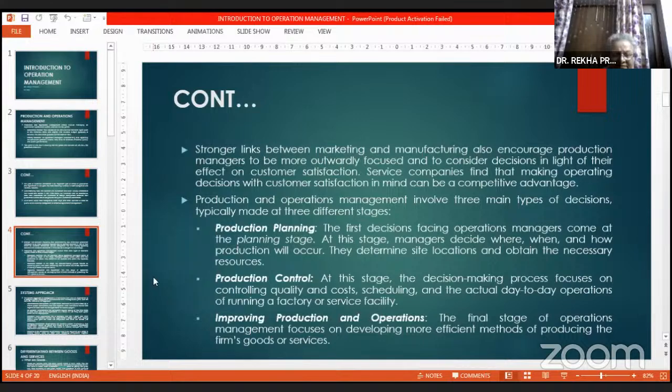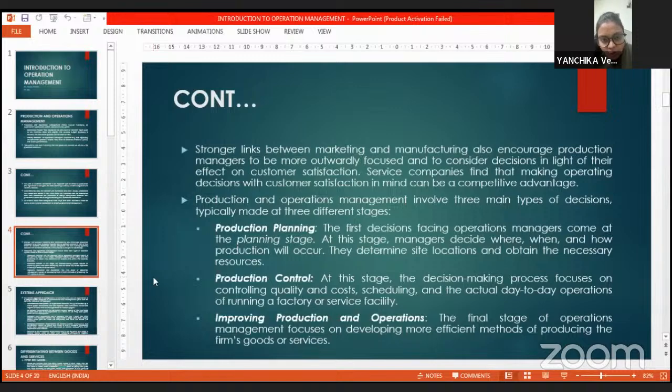Second is production control. At this stage, the decision-making process focuses on controlling quality and cost, scheduling, and the actual day-to-day operation of running a factory or service facilities. Third is improving production and operation. The final stage of operation management focuses on developing more efficient methods of producing the firm's goods or services.